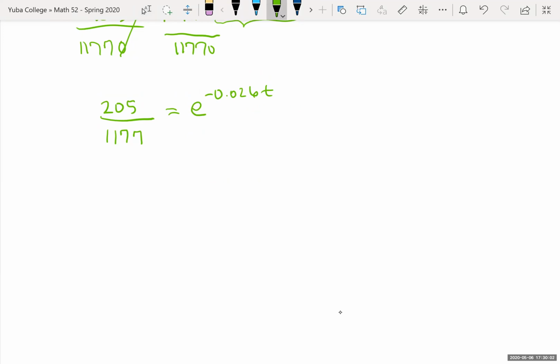And so if we take the natural log of 205 divided by 1,177 now, this is equal to the natural log of this e, but natural log of e again is just the exponent. So I'm not going to write that step down right here.